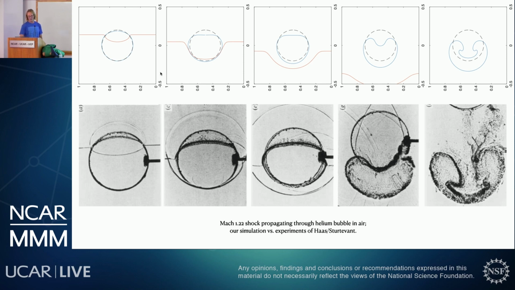But what you can see is, in terms of the shape of the contact, it's actually pretty good. And the transmitted shock also looks quite good. So again, this is a problem where instead of solving Euler in 2 space dimensions, you're solving a simple evolution equation in 1 space dimension. And it's extremely fast, and it seems to give you very nice results.